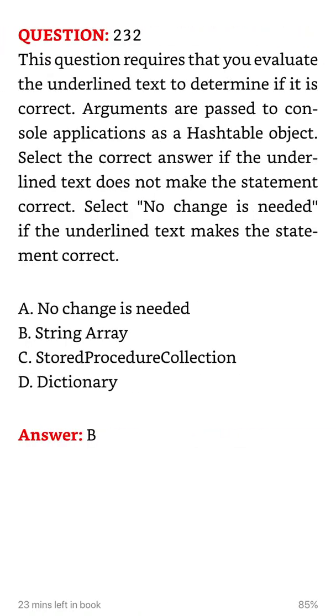Question 232. This question requires that you evaluate the underlying text to determine if it is correct. The answer is B, string array. Arguments are passed to console applications as a hash table object. No, it's string array. Arguments are passed to console applications as a string array.